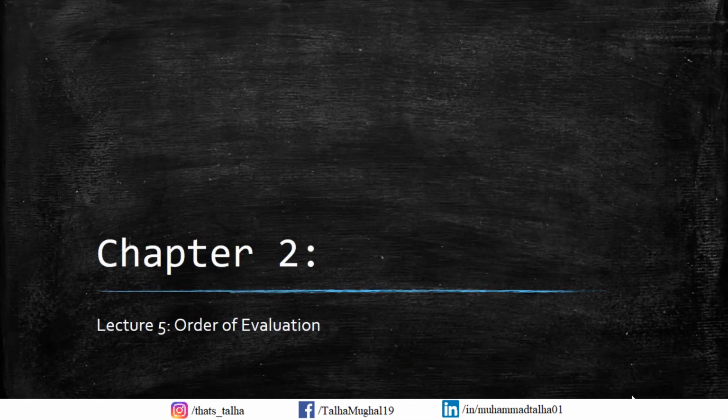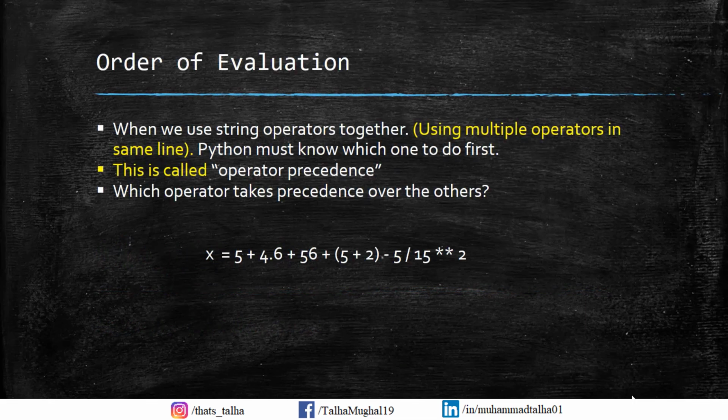In this lecture, we are going to discuss the order of evaluation when we use numeric operators in our Python program. When we use multiple operators in the same line, Python must know which one to do first. This is called operator precedence. For example, here we have a numerical expression in which multiple numeric operators are being used in the same line. So Python has to know which part of the expression it has to solve first in order to get to the answer. This problem is solved by the order of evaluation.